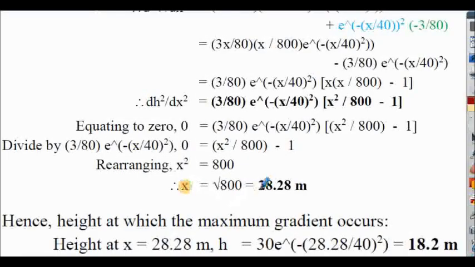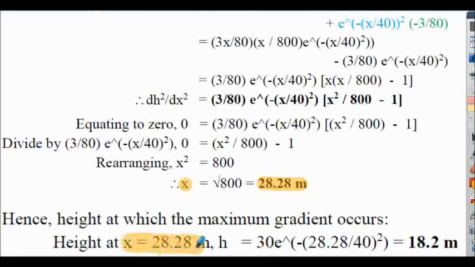Here's the value of x calculated, at which the gradient is a maximum. When we square root a number, of course there is a positive and negative solution. I'm only considering the positive here. And then knowing the value of x, we can determine the value of h, at where the gradient is a maximum.